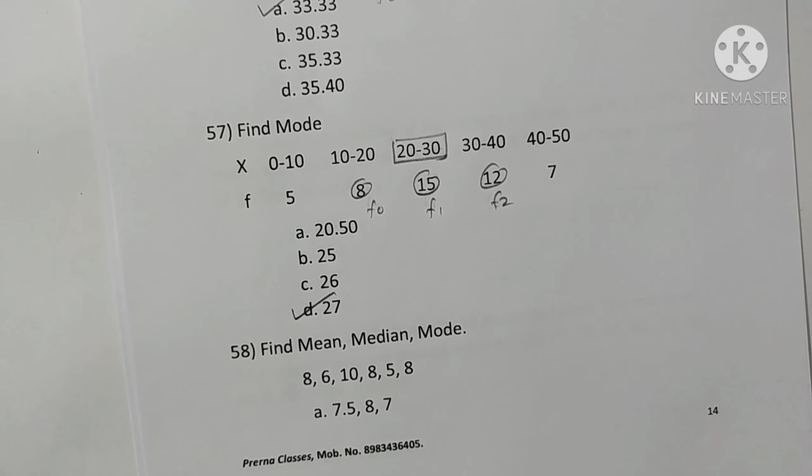Find a mean, median and mode. In these questions we just have to make additions and divide by the number of items. The answer is the mean. For the median, we have to arrange the data in ascending order and the middle value is the median. For the mode, the item which occurs the maximum number of times is the mode. We find one by one.